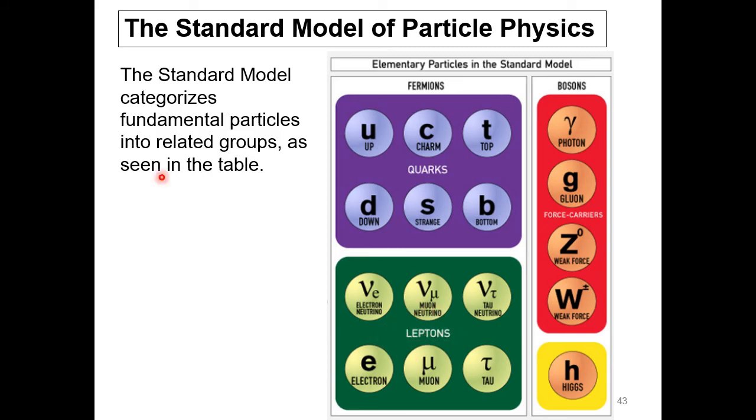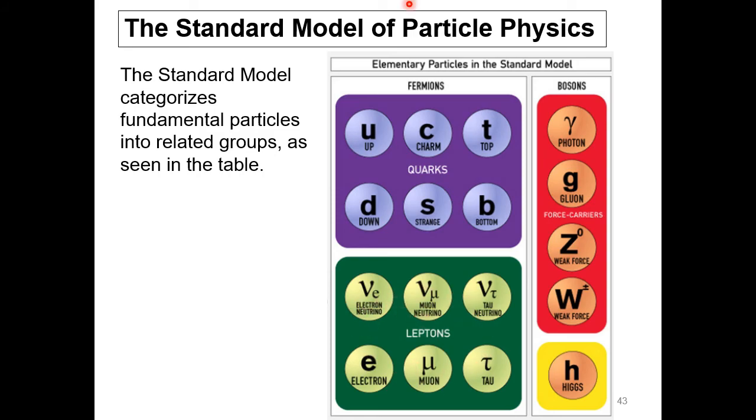Leptons have the electron neutrino, with the symbol V e. They also have the muon neutrino, V mu, and the tau neutrino, V tau. They also have the electron, e, the muon, mu, and the tau, with the symbol tau. Those are under leptons.